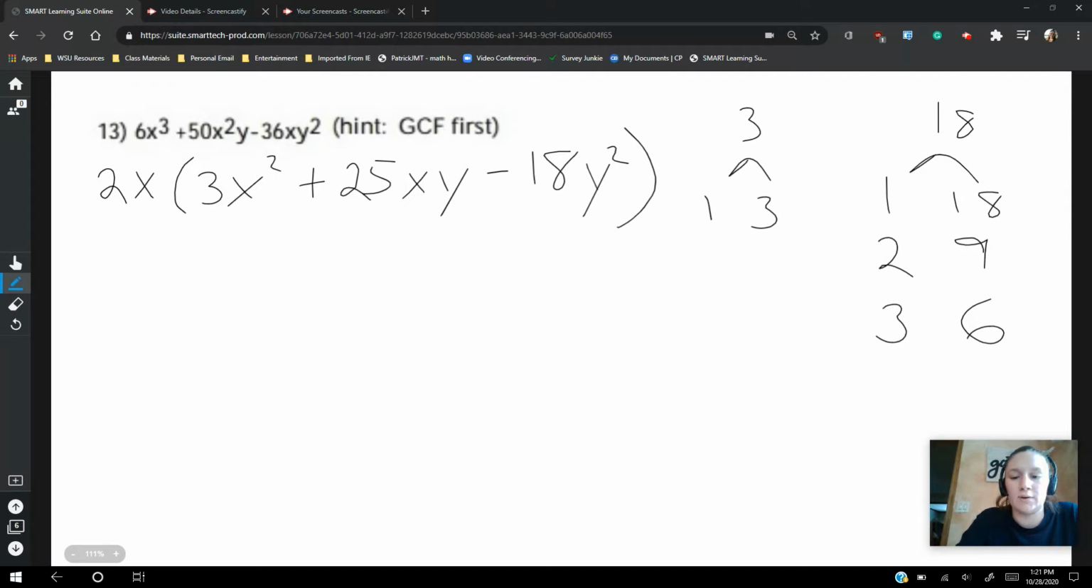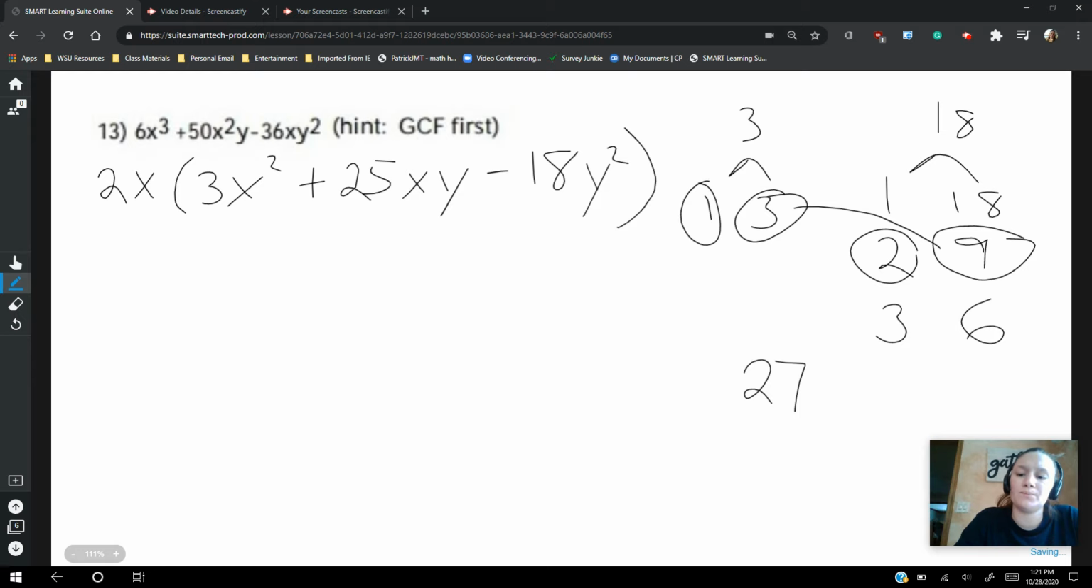So we'll have our 3. 3 times 9 is 27. So those two make a positive 27, but we need to get to 25. So what number could we take and subtract from this? That would be the 2 and the 1. So that would be a negative 2 times a 1, and that will get us to the positive 25 that is needed.